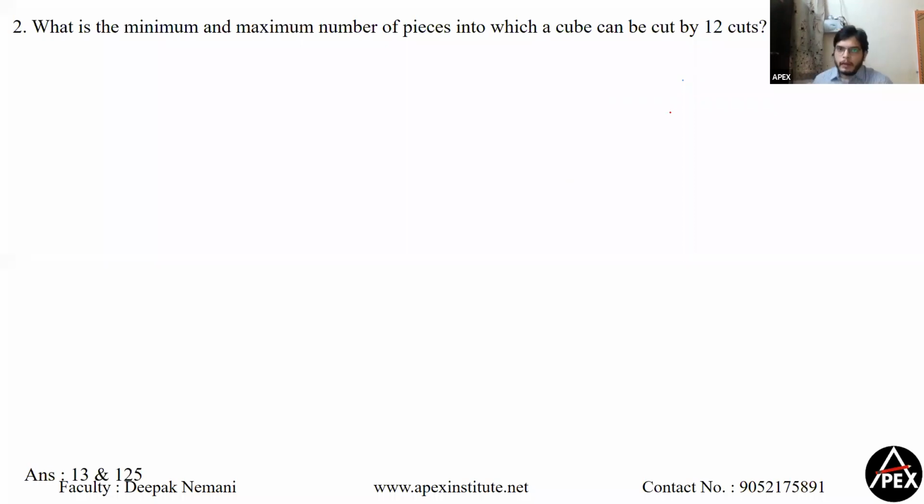Now let's understand this. So what is the minimum number and maximum number of pieces into which a cube can be cut by 12 cuts? To find the minimum number, the logic is simple. All the 12 cuts have to be made in the same direction. So you will be getting 12 plus 1, 13 pieces. This is irrespective of the number of cuts. Minimum will always be n plus 1.